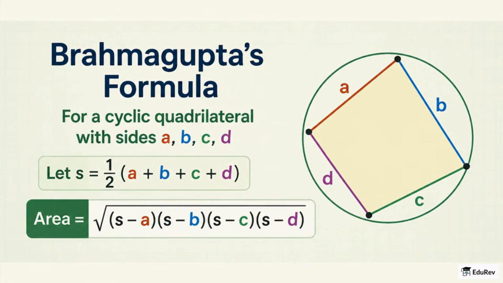Let S equal 1/2 times (A plus B plus C plus D). Then area equals square root of (S minus A)(S minus B)(S minus C)(S minus D).